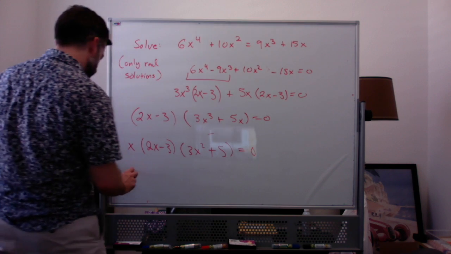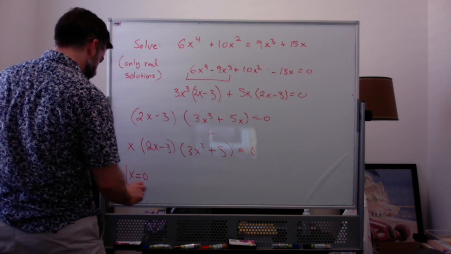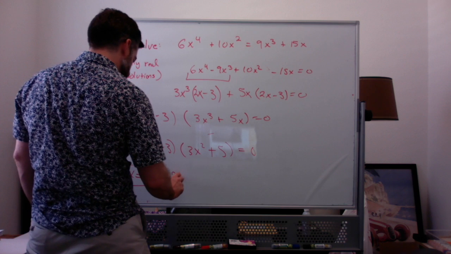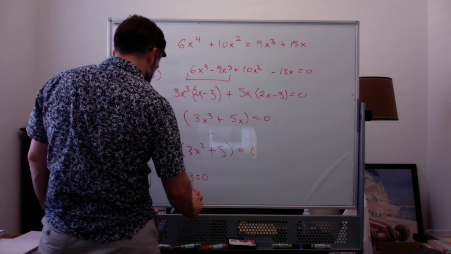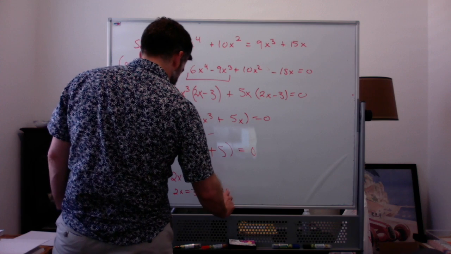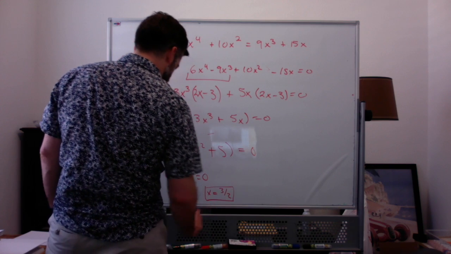And so then I get x equal to 0. Great. I get 2x minus 3 equal to 0, which is going to give me 2x equal to 3, which is going to give me x equal to 3 halves, or 1.5.